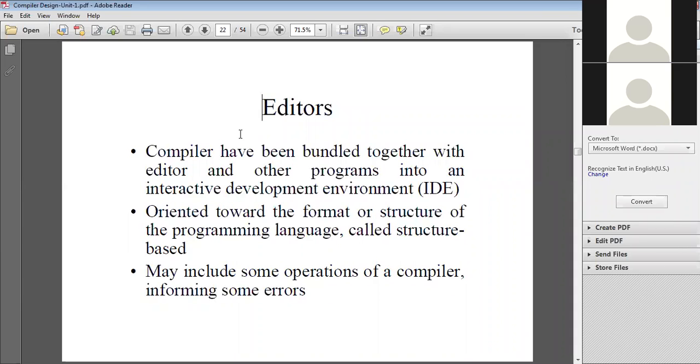Editors again are small system software. You can edit your program. Compilers have been bundled together with the editor and other programs into an interactive development environment oriented toward the format or structure of the programming language, called structure based, which may include some operations of a compiler, informing you of some errors. So editors are system software so that you can edit your program easily, and nowadays all these things are inbuilt.